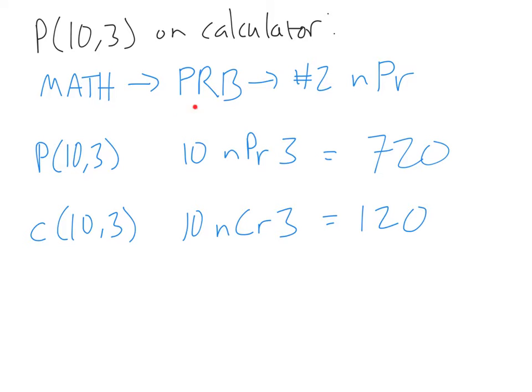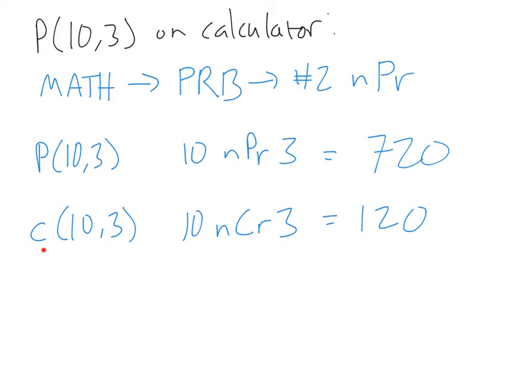Now go to Math, go to Probability, and choose NPR. So you go down to number 2, NPR, and if you hit enter on that, you should have 10 NPR, and now you just need to enter 3, and now you have 10 NPR 3. You can press enter, and you should get the number 720. So it's a little cumbersome, but you literally have to enter it in this order. You enter your N first, then you choose NPR or NCR, and then enter 3, and then press enter one more time, and that'll calculate P of 10, 3.